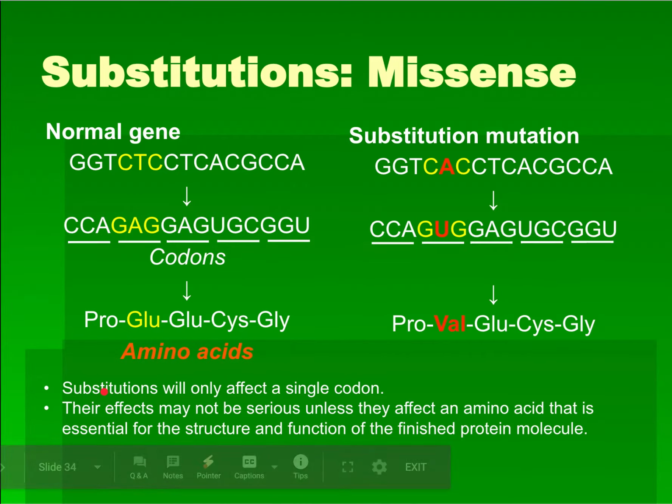But with this substitution mutation, we can see that this T has turned into an A, and when we go to translate this, we're going to get a different chain of amino acids. As you can see over here with the normal gene, we have pro, glu, glu, cis, gly. And over here, we're going to have pro, val, glu, cis, gly. So it did change our amino acid sequence. Necessarily it doesn't mean that it's going to be a very serious effect, but there could be an effect.